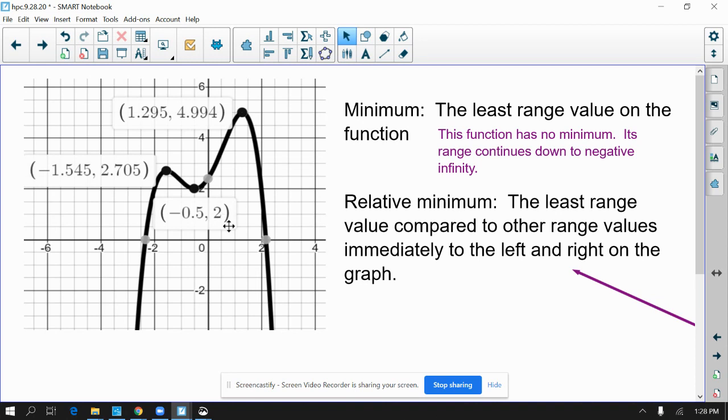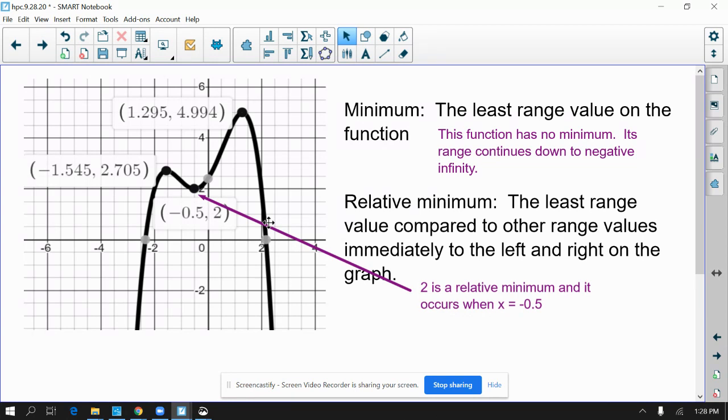A relative minimum is a small y value, but compared to its neighbors. Is there a y value that's smaller than the other y values immediately to either side? Yes, right there. This y value 2 is a relative minimum because the y values to its left and right are all greater than 2. So it kind of bottoms out a little bit here. This is a relative minimum. And the relative minimum is 2. It occurs when x is -0.5.